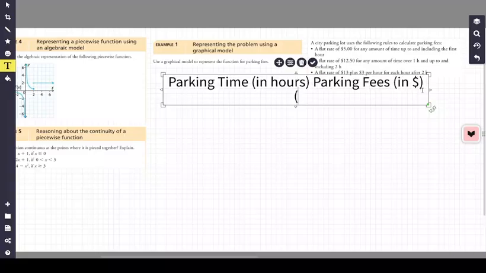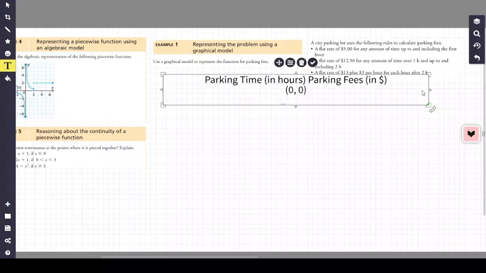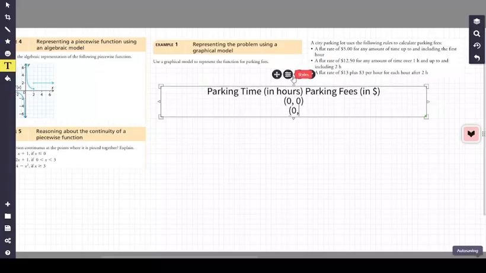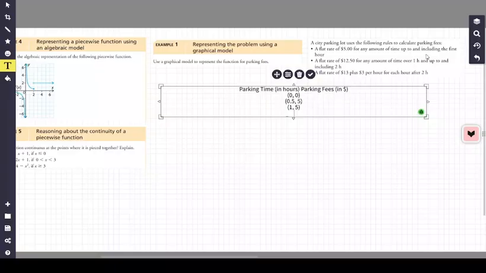And let's do it. At 0 hours, we will obviously be paying none. At 15 minutes, let's say, how about at 30 minutes? How much will we be paying? We'll be paying $5 because it's up to and including the first hour. So we'll be paying $5. How about 1 hour? Up to and including the first hour, we're still paying $5.